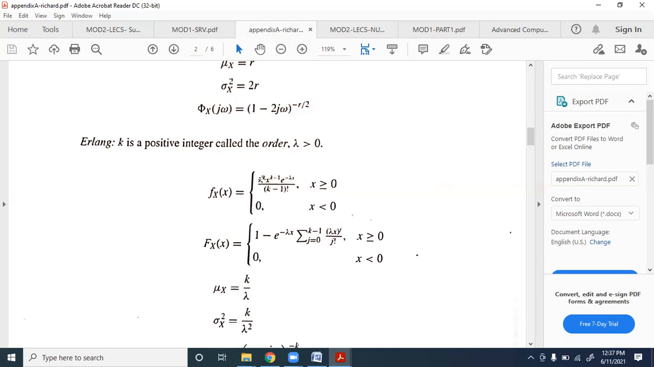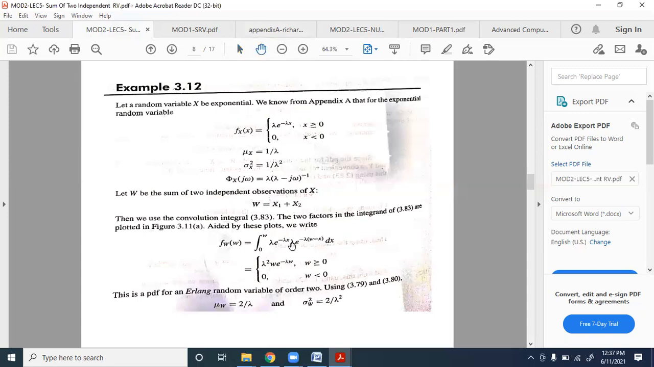So we are left with lambda squared x e to the power of minus lambda x for x greater than or equal to 0. Now this is the same thing, only in place of x we have the variable w over here. So this is also the Erlang random variable, but for order 2, that is k equal to 2.